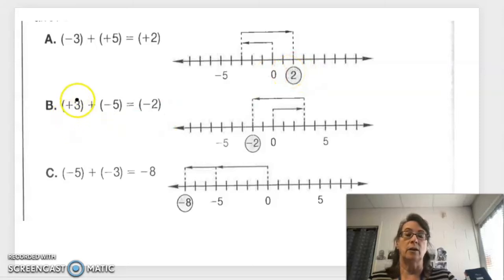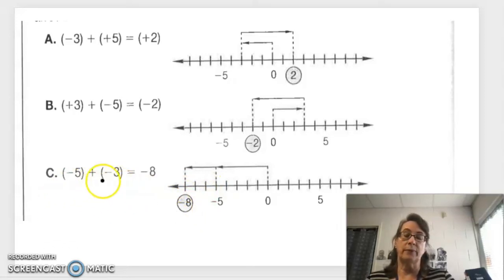Okay. So +3, we started at 0, we went +3 steps, and then from there we went -5 steps and ended up at -2. And -5 starts at 0, and then went 5 backwards, and then 3 more backwards, and we end up at -8.